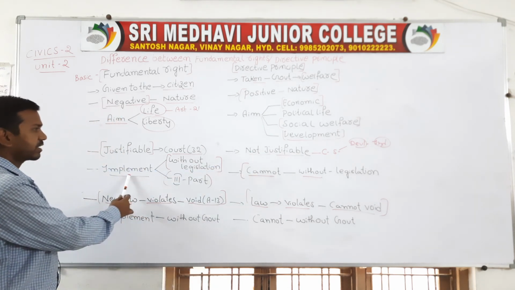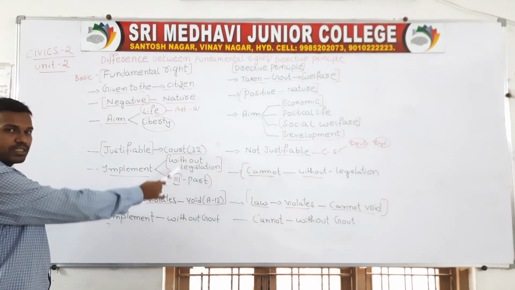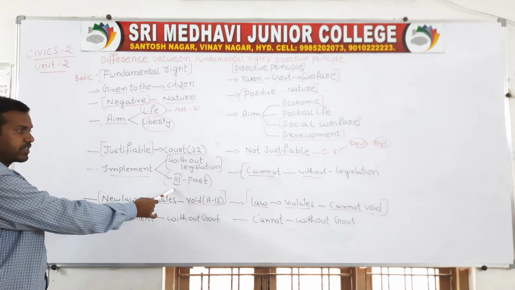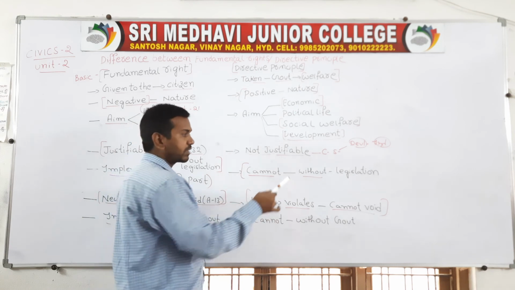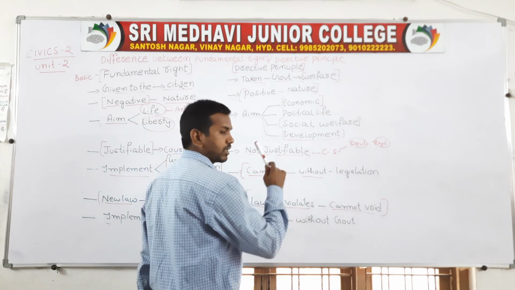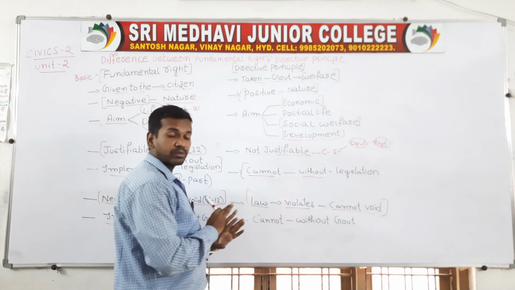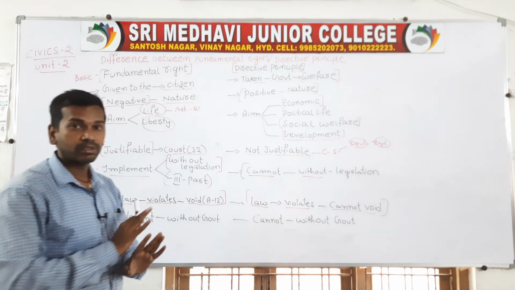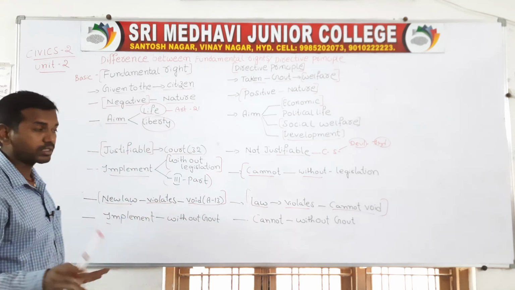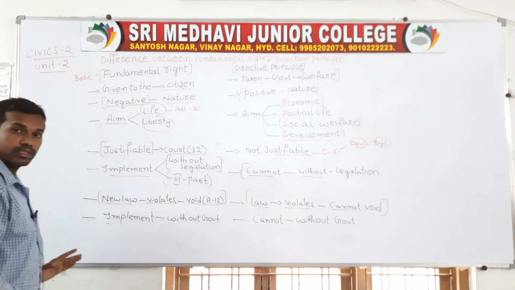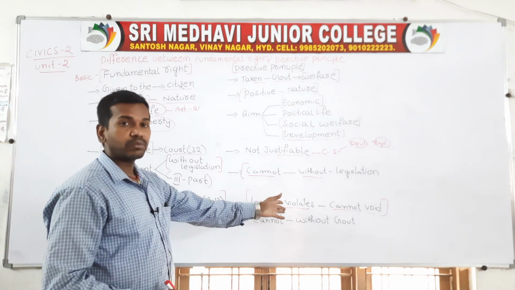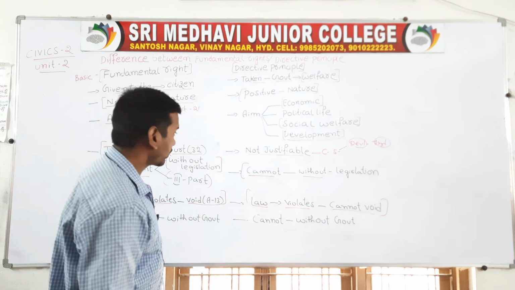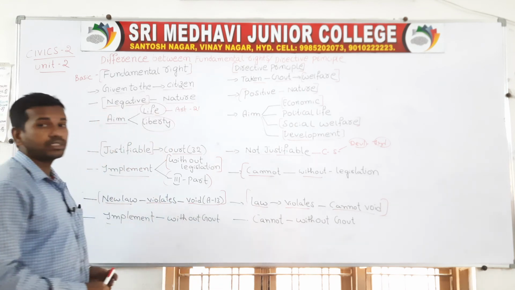To implement fundamental rights, no legislation is required, no government is required, and fundamental rights are included in Part 3. Directive principles are included in Part 4, and without legislation, directive principles cannot be implemented. Without government, directive principles cannot be implemented. The role of government is very important. The role of government is not important for fundamental rights, but the role of government is compulsory in the directive principles of state policy. So this is the point.